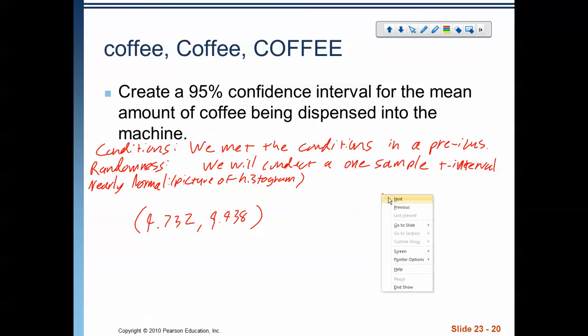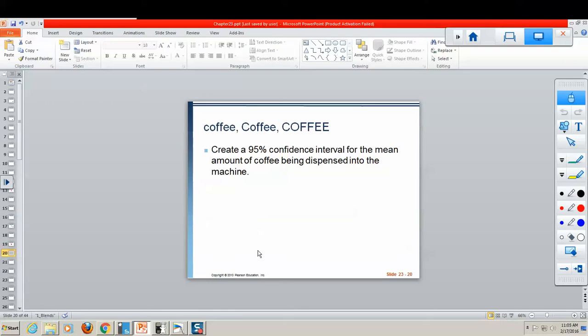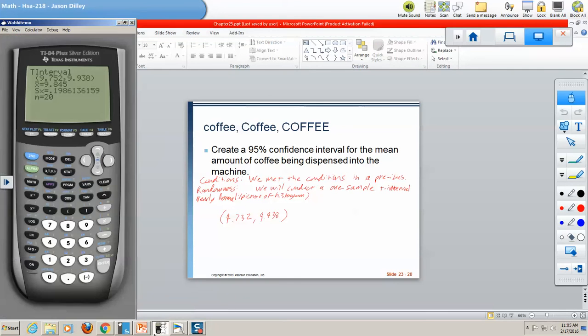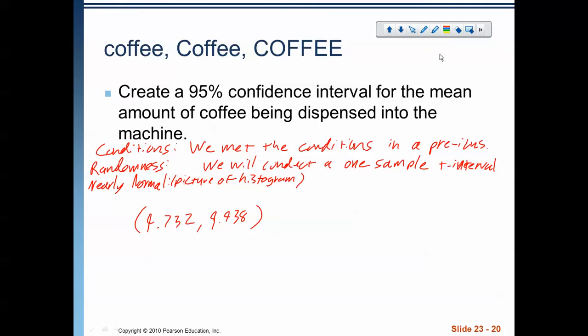My mechanics created this interval. We could state on here maybe to be a little more thorough what our mean and our standard deviation were, which we have on here. It's 9.84 and 0.198. So that's my sample mean and my sample standard deviation. There's my confidence interval. The last thing we need to do here is write our conclusion.